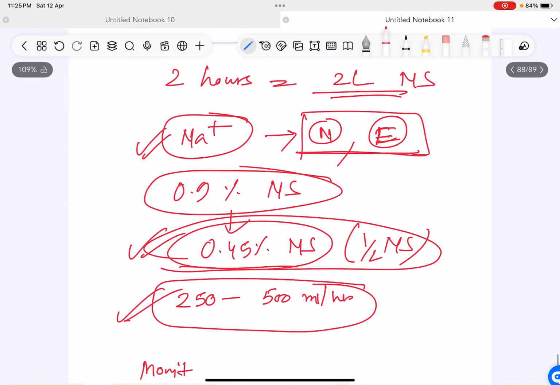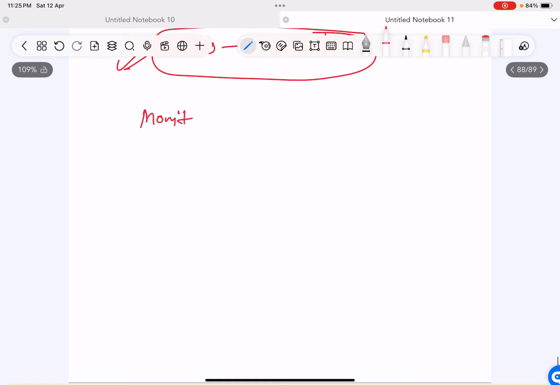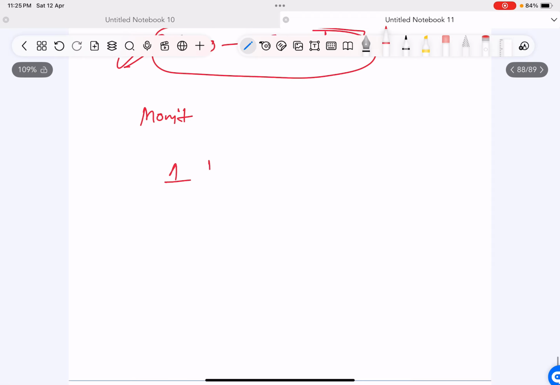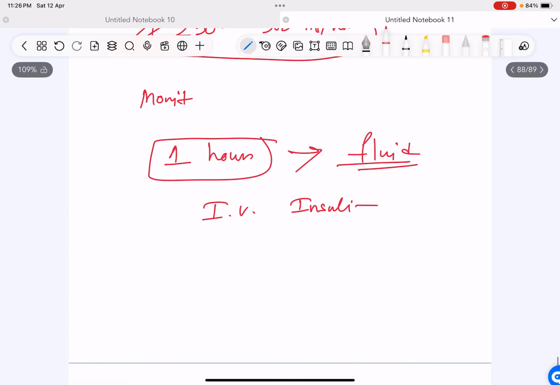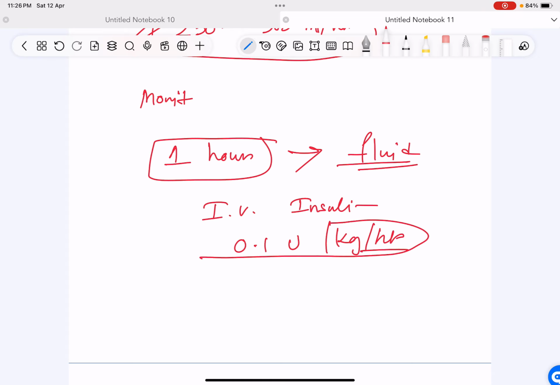So you give IV insulin and you start it after 1 hour. So the first hour is dedicated only to fluid. After 1 hour of fluid administration, then you give your IV insulin. Okay, remember this, clear? What is the dose? You have to give IV insulin at a dose of 0.1 unit per kg per hour.